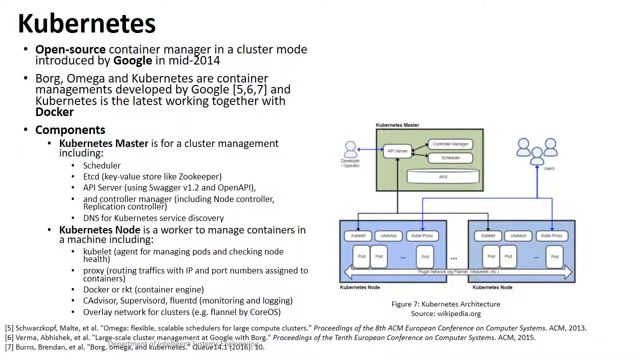We have a certificate authority, a supervised daemon, Fluentd for monitoring and logging. In addition, we can use a variety of network solutions, and one of which would be Flannel, provided by CoreOS.